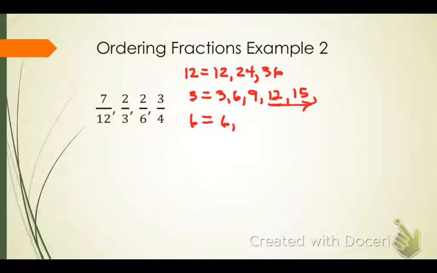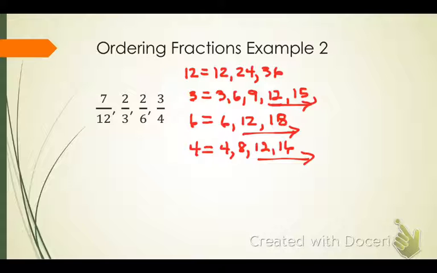6, we've got 6, 12. I think you're probably seeing a pattern here, hopefully. 18, 12 or higher. And 4, we've got 4, 8, 12, 16, 12 or higher. And obviously they all have 12. So you're going to use 12 as our common denominator. So our LCM, or our new common denominator, is going to be 12.